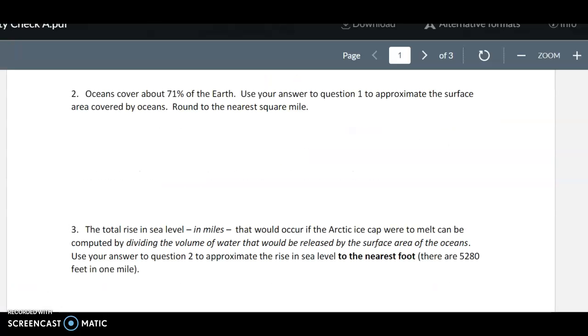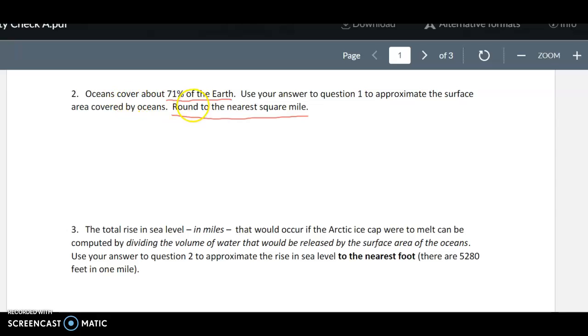Okay, so you should have gotten the answer for question 1. In fact, you can even pause the video at that point, figure out the answer for question 1, and then come on to question 2. Question 2 says oceans cover about 71% of the Earth. Use your answer to question 1 to approximate the surface area covered by oceans. Round to the nearest square mile. So that's important. Make sure you round correctly.